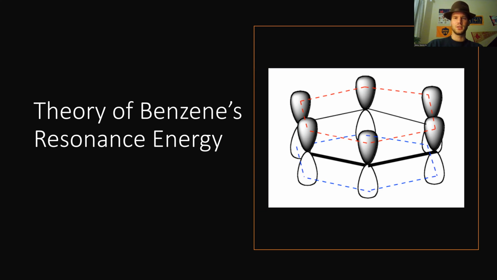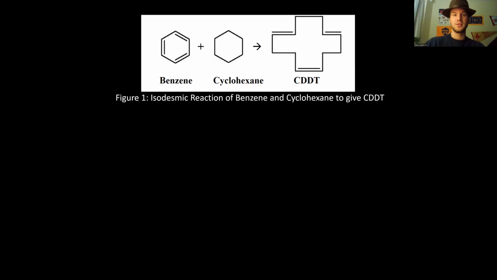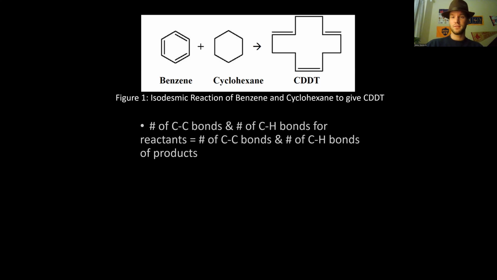So how can we find this resonance energy? A way to do that is using the isodesmic reaction of benzene and cyclohexane to yield CDDT. An isodesmic reaction is just a fancy way of saying that the number of carbon-carbon bonds and number of carbon-hydrogen bonds for the reactants are equal to those of the products.